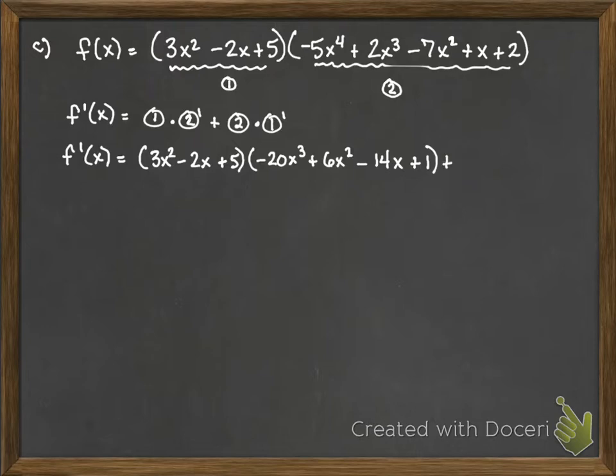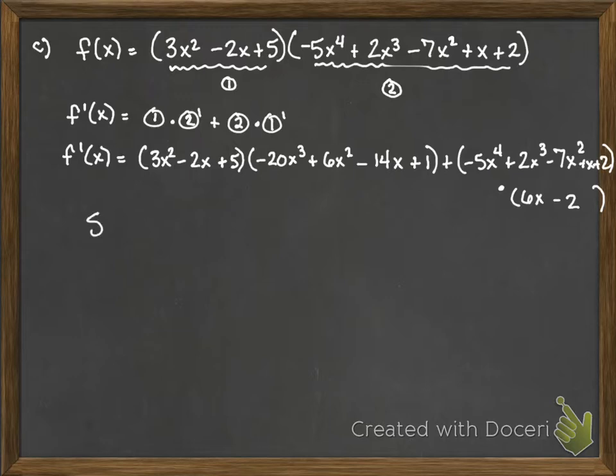Plus now we're going to take the second times the derivative of the first. So what is the second? Negative 5x to the 4th plus 2x to the 3rd minus 7x squared plus x plus 2. We're going to multiply that by the derivative of the first, which is 6x minus 2. And guys, that is a whole lot of algebra to do.